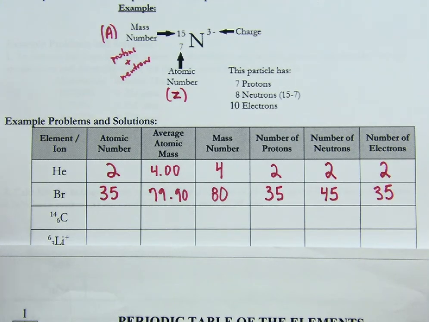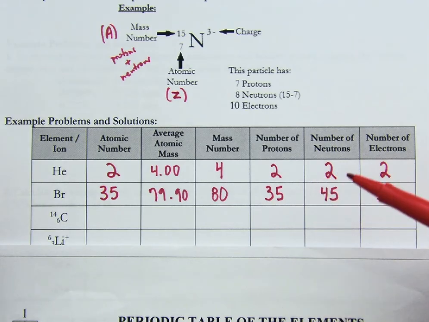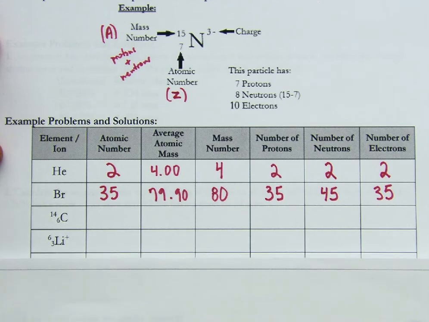For the first maybe 20 elements, you often have a 1-to-1 ratio of protons to neutrons. But once you get above element 20, you start to have more neutrons than you have protons. And it becomes more dramatic the higher up you go. And that has to do with the stability of the nucleus.